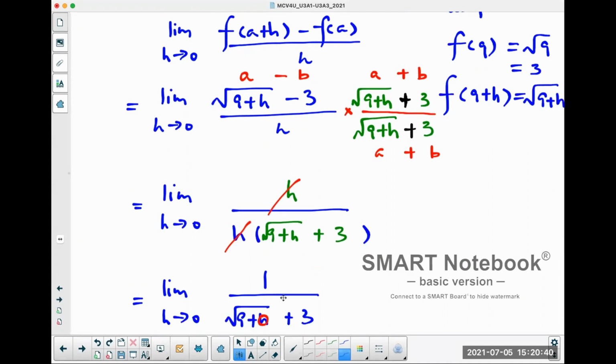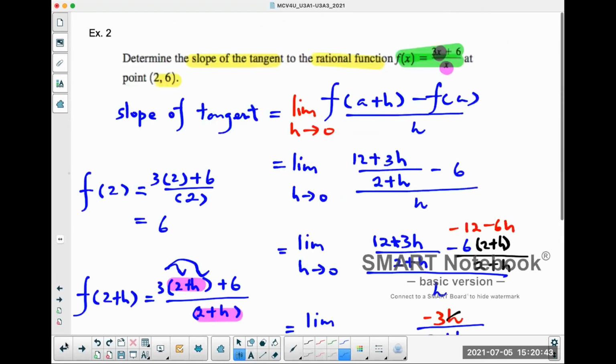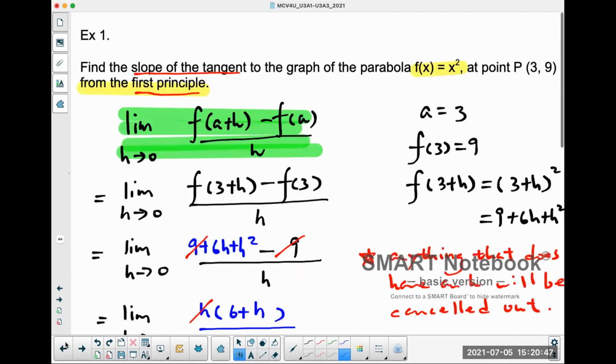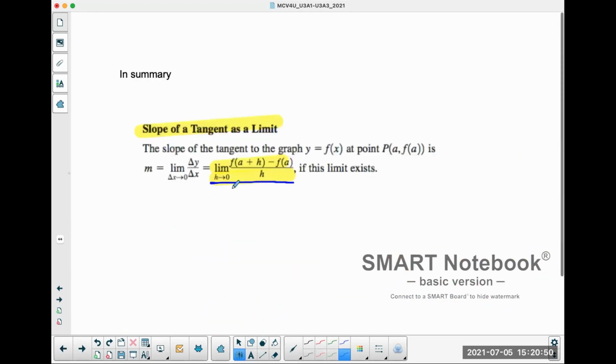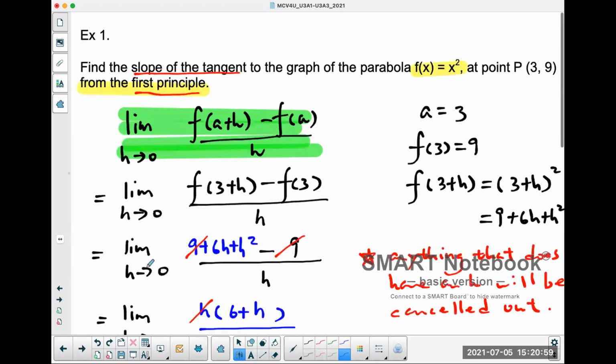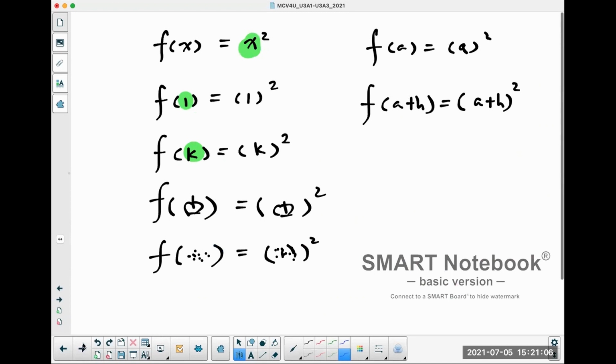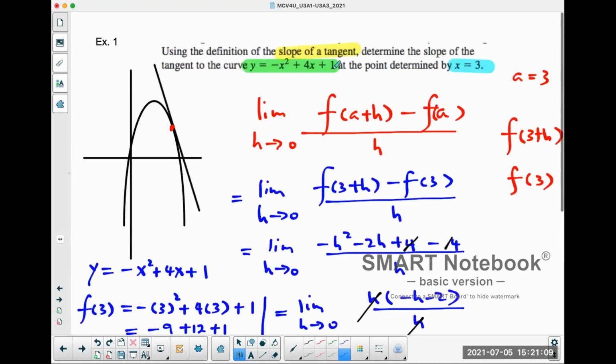Okay. So the third learning goal here is that you are expected to be able to find the slope of the tangent using this definition of the limits. You are expected to be able to do 3 different types of functions. The first type of function is what we call a polynomial function. Obviously, x squared is a simple one. The second example was a little harder, right? A polynomial function, which you learn in the advanced functions course, MHF4U.